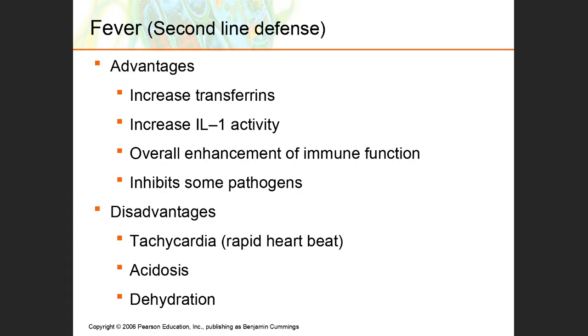But there are some disadvantages, like tachycardia. A rapid heartbeat can occur. Your blood pH can drop down a little. You get acidosis, and potentially you can get dehydrated. So that's why they always recommend you drink plenty of fluids when you're sick. And as I mentioned, if you're really old or really young, you may have difficulty regulating your fever response, and the fever goes too high, and that can be dangerous. But a fever is a defense mechanism.